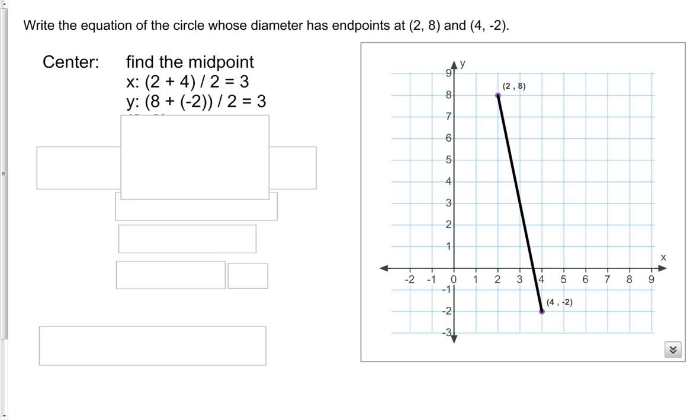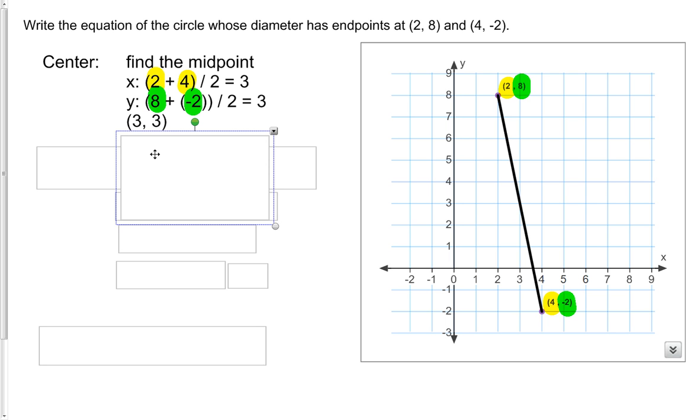So if we go through that here, we have a 2 and a 4. We're going to take the 2 and the 4, add them together, and divide by 2. So 2 + 4 is 6, divided by 2 is 3. So the x-coordinate of our midpoint is going to be 3. Same thing with the y's. Let's take our 8 and our -2 and add those two together. So 8 plus -2 is 6, divided by 2 is 3. So our midpoint is going to be (3, 3).